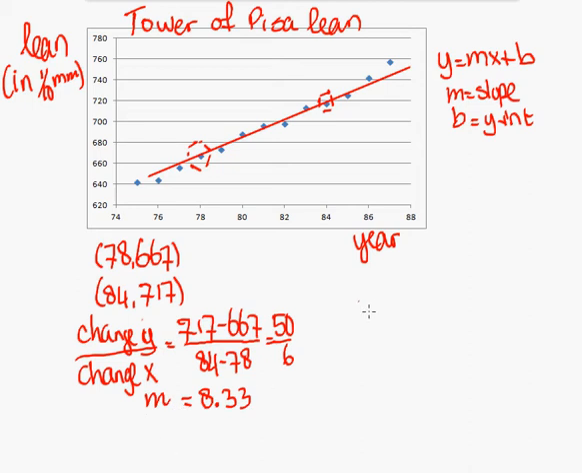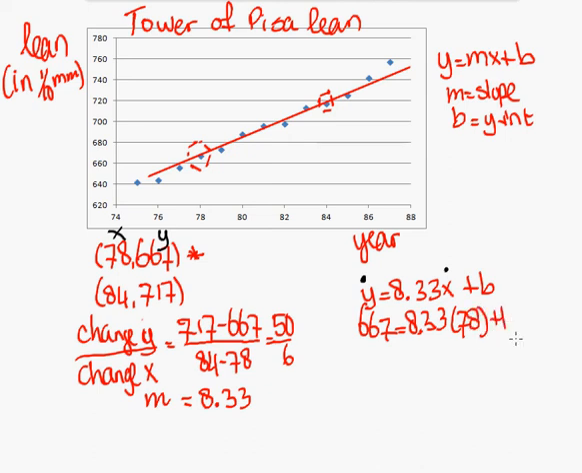Once you have the slope, you can plug it into your equation. And let's see which parts we still need. Okay, now I can find my intercept. So pick either one of the points. I'm just going to pick the top point and plug that in. What I mean by that is this. The 667, that is your y value, so I'm going to put that over here. And this is an x value, I'm going to put that over here. And then I just go ahead and fill this in. So 667 is 8.33 times 78 plus b.